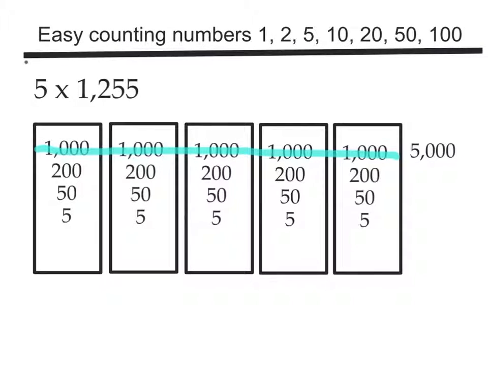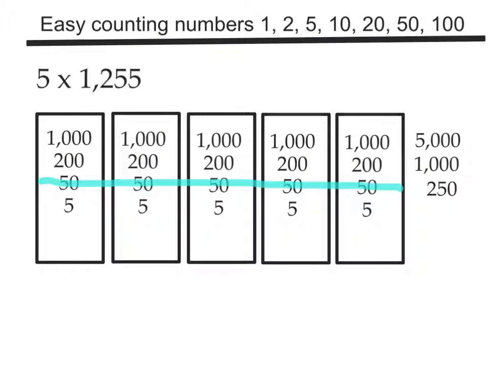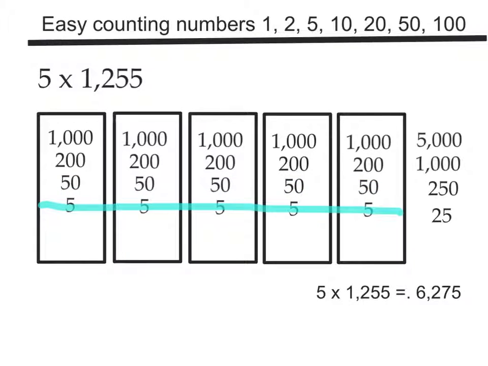I added all the thousands and I got 5,000. Then I added all the 200s. The 5 200s add up to 1,000. The 5 50s add up to 250. Lastly, when I add the 5 5s, I get 25.